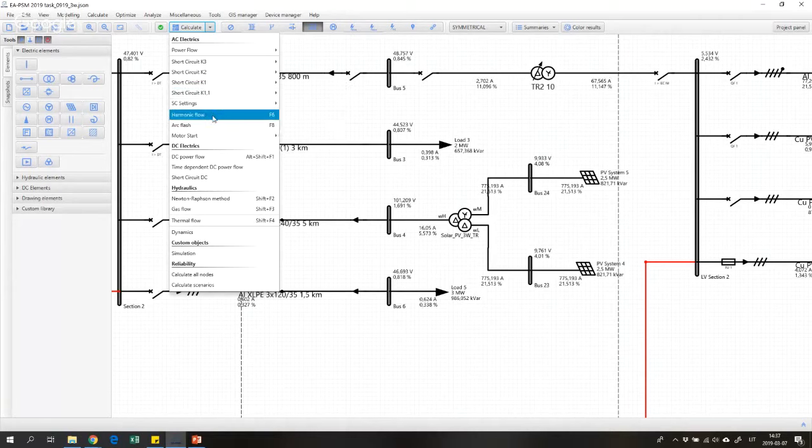And finally, it is harmonic flows, because solar power plant inverters cause harmonic distortion. We need to evaluate whether we should take some kind of action to solve this harmonic distortion, or whether these harmonics are within the permissible limit, and we can leave them as they are. So these are the three most important features that we need for solar power plant grid integration studies.